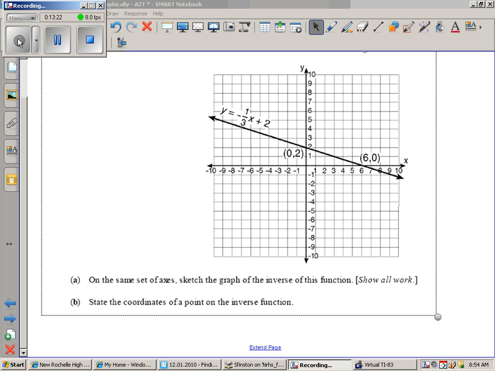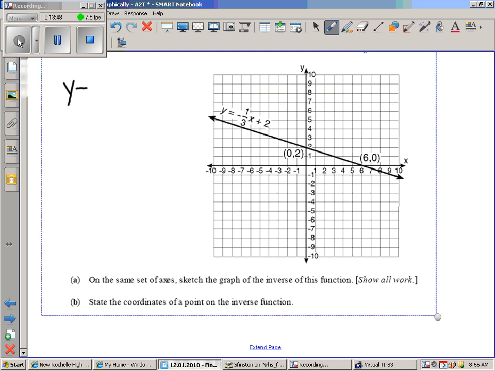You would use your calculator. The problem with trying to use your calculator is if you don't draw this line in relatively perfectly, you're not going to get points. Here's what I recommend that you do. We can use our calculator, but we can use our calculator in a precise way.